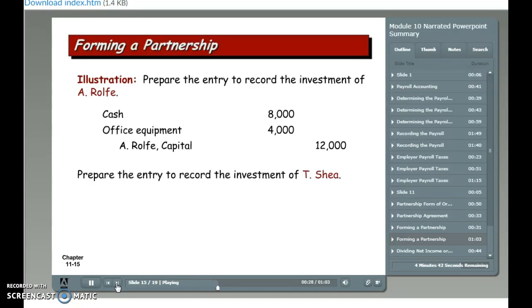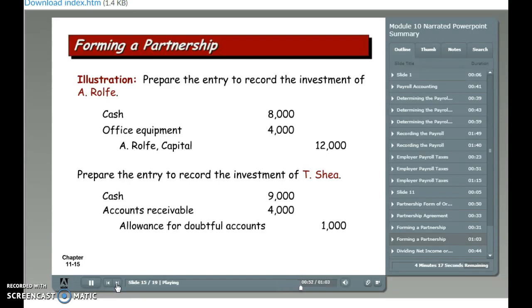The partnership records the following journal entry for T. Shea's investment. Cash is debited for the amount of cash. Accounts receivable and the related allowance for doubtful accounts are recorded at fair market value. And since assets increase with debits, the accounts receivable is debited for the fair value of $4,000, and the contra asset account, allowance for doubtful accounts, is credited for the fair value of $1,000. The partner capital account for T. Shea is credited for $12,000.